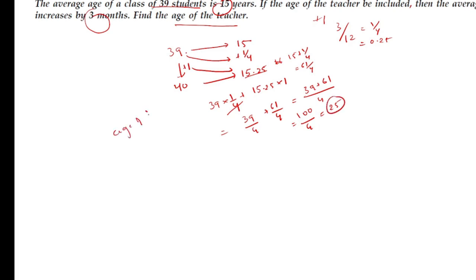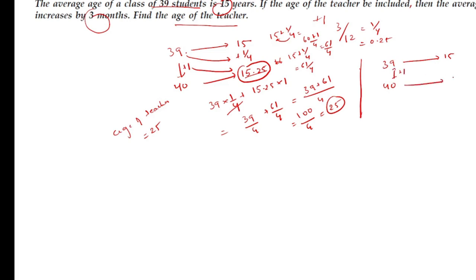The age of the teacher is 25 years. What I did is, 15.25 can be written as 15 plus 1 by 4. So that is 60 plus 1 by 4, that is 61 by 4. I'll explain here. For 39 students the average is 15 and one number is increased. The difference is plus 1 and the average is increased by 1 by 4, 15 plus 1 by 4. So the difference here is plus 1 by 4. So this 39 has to be multiplied by plus 1 by 4, and 15 plus 1 by 4 is multiplied by 1. So 39 into 1 by 4 plus 15 plus 1 by 4 into 1. So this is 39 by 4 plus 61 by 4.